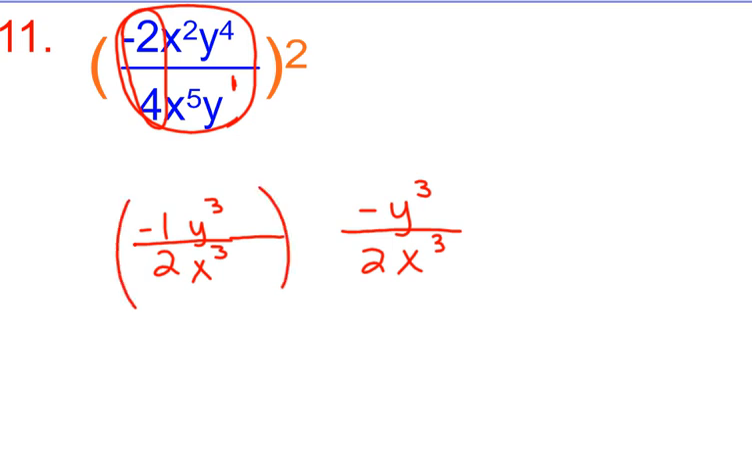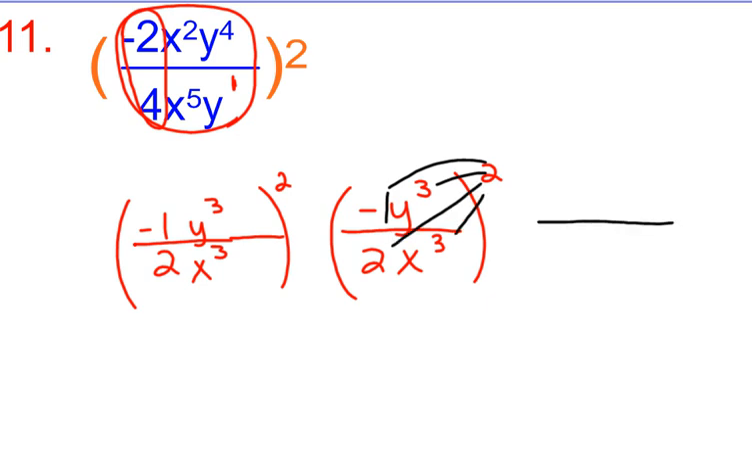So now, after I simplified the blue, remember we still have that squared there in orange. So now I'm going to square everything top and bottom. This squared goes to this negative 1 here. It goes to the y cubed. It goes to the 2. It goes to the x cubed. So I'd say negative 1 squared. Negative 1 times negative 1 is a positive 1.